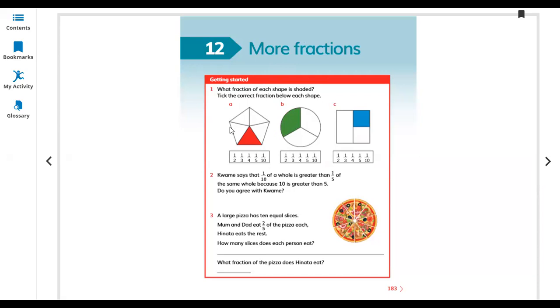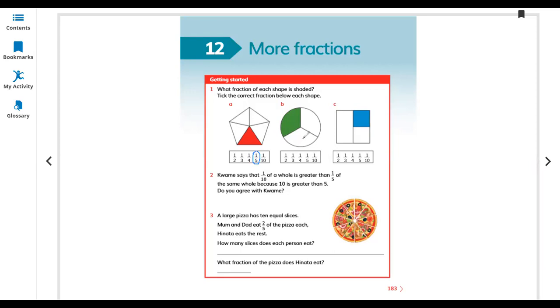Let's start. We can see here there are 5 boxes: 1, 2, 3, 4, 5. For a pentagon, it has 5 parts. Out of 5, only one part is colored. So which part is colored we need to write above, and the total parts we need to write down. So in total we have 5 parts, and out of 5 only one part is colored. So we have the correct option here, 1 by 5.